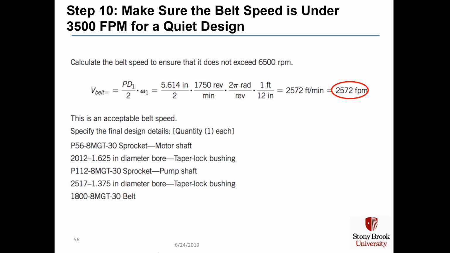We now calculate the belt speed to ensure it does not exceed 6,500 RPM. In our case, the formula we have shows that the speed is only 2572 feet per minute. And on the bottom of the slide, we show you all the part numbers that we've selected for our design.